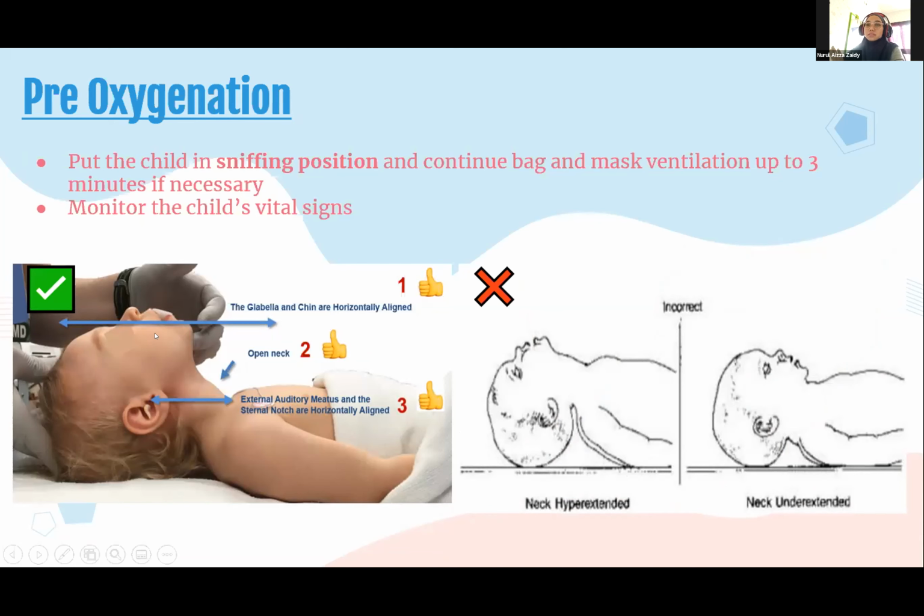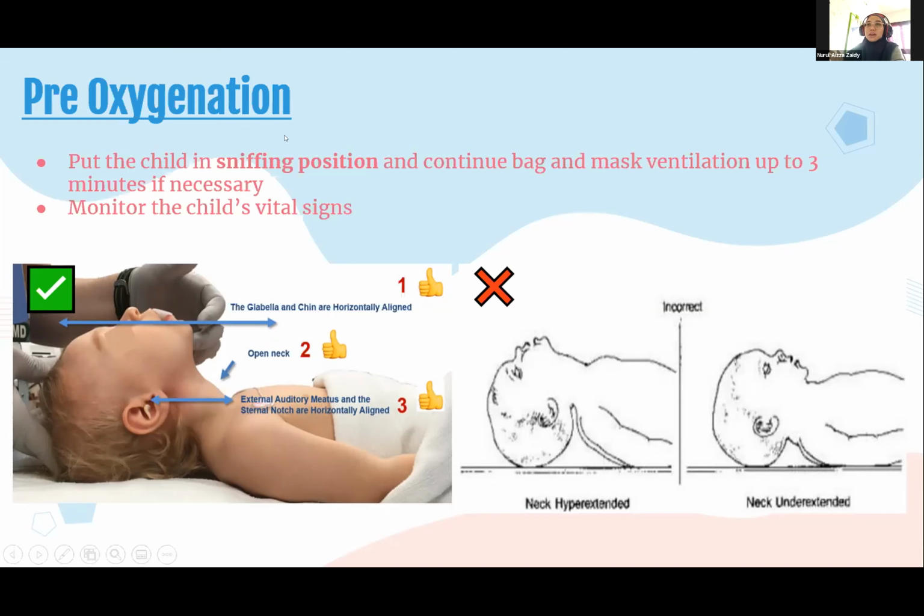This is the correct sniffing position. The glabella and the chin are horizontally aligned, the neck is extended, and the external auditory meatus and the sternal notch are horizontally aligned. And on the right side are examples of incorrect position. This one is hyperextended. This is underextended. After you put the child in the sniffing position, monitor the child's vital signs as well.